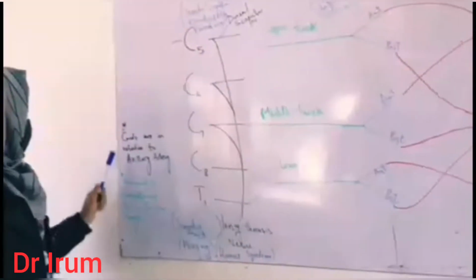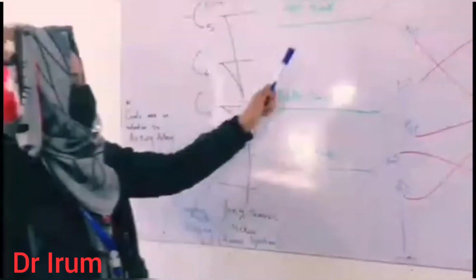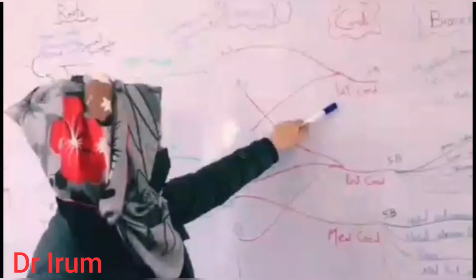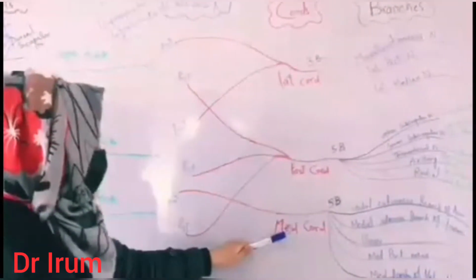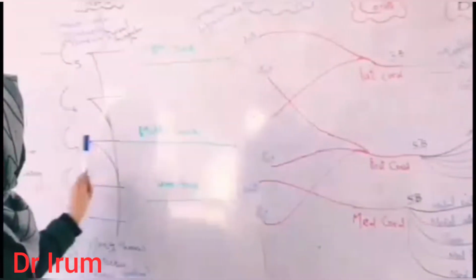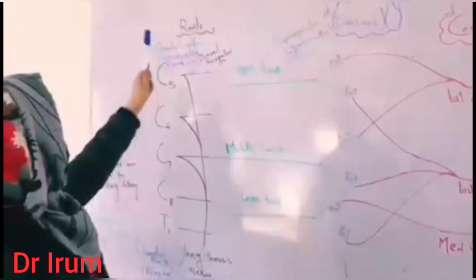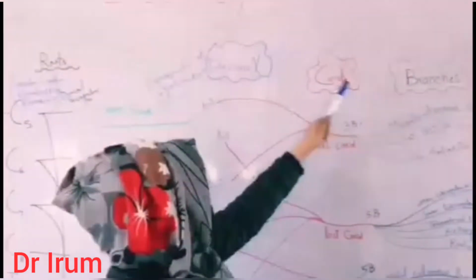Cords are in relation to the axillary artery, as the lateral cord is lateral to the axillary artery, the posterior cord is posterior to the axillary artery and the medial cord is medial to the axillary artery. We can remember this through our mnemonic: Remember to drink cold beer.